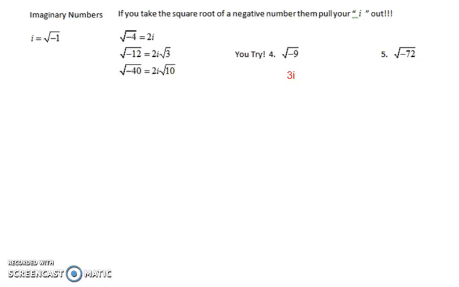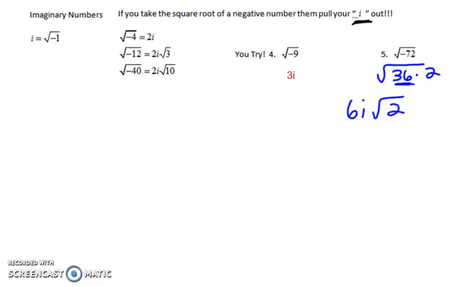If we have the square root of negative 72, so that's the square root of 36 times 2. So 36 being a perfect square, because of the negative, you pull an i out. Square root of 36 is 6, and we're left with 6i square root of 2. Okay? So anytime you have a negative under the radical, just remember, you're going to pull your i out.